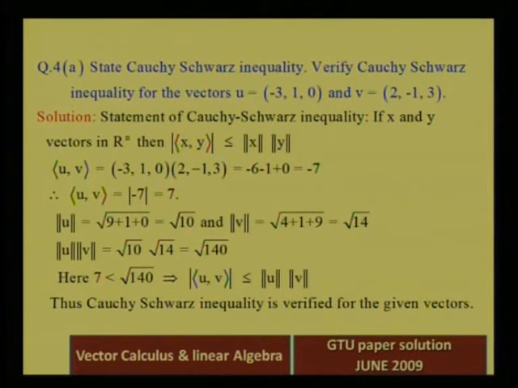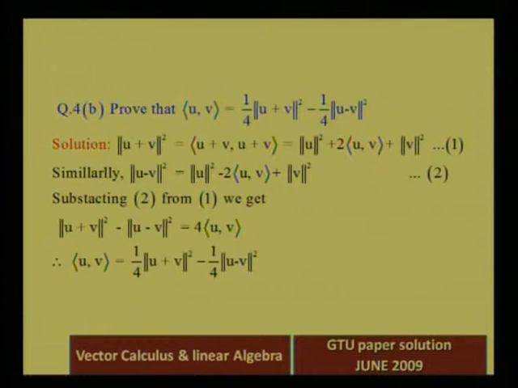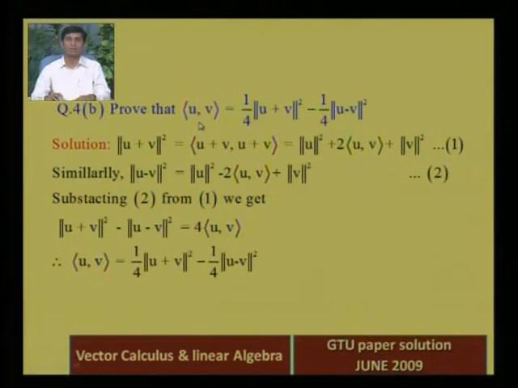Next question, question 4b. Prove that the inner product of u and v is equal to 1/4 norm of u plus v squared minus 1/4 norm of u minus v squared. Here is the solution. It's one simple result that we have to prove.